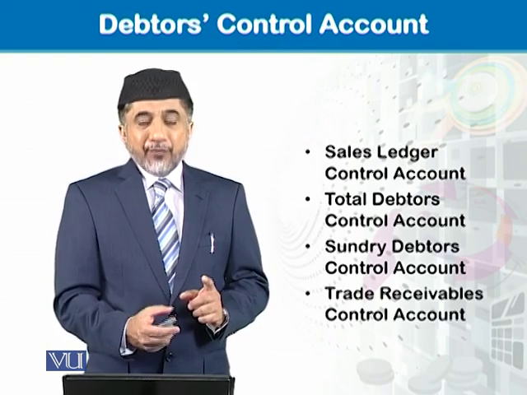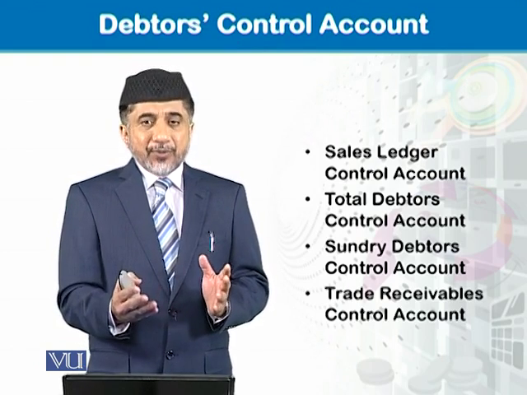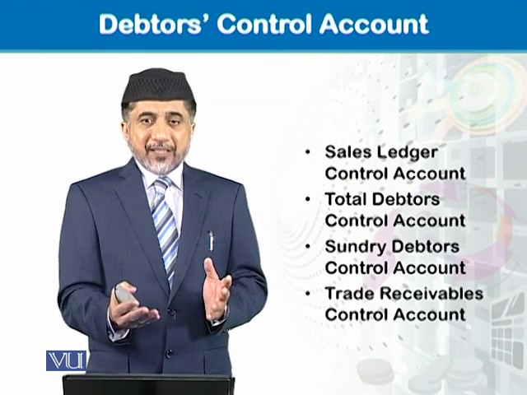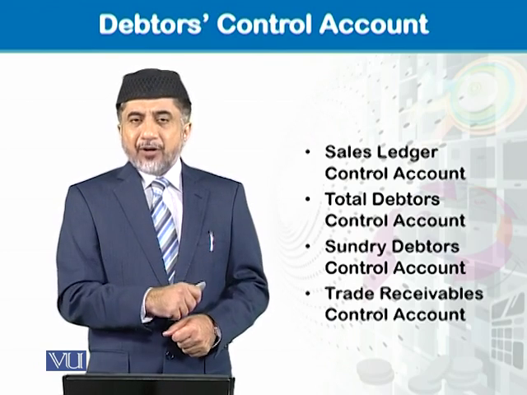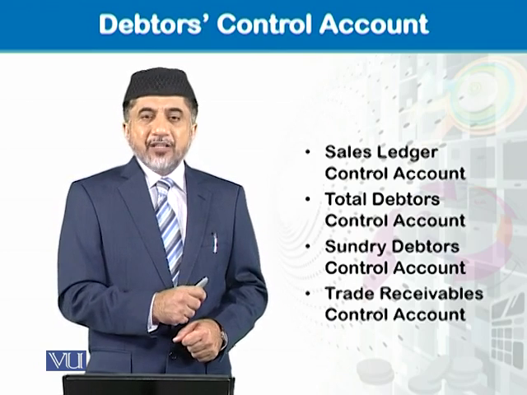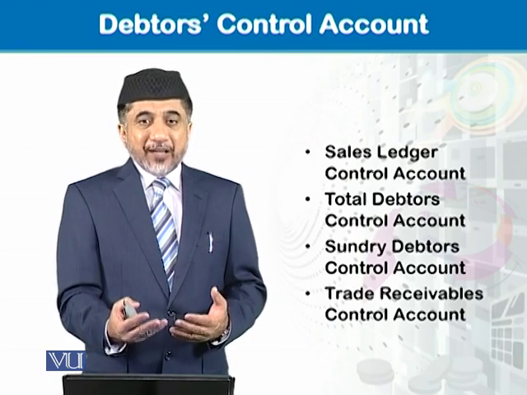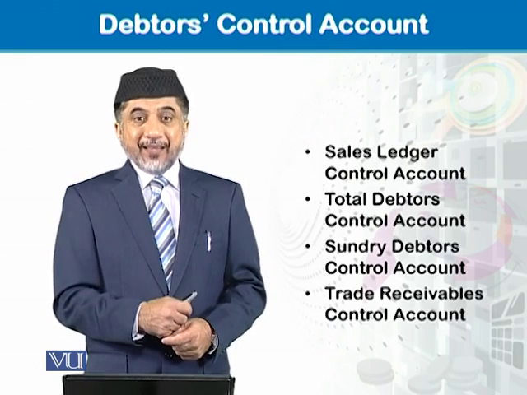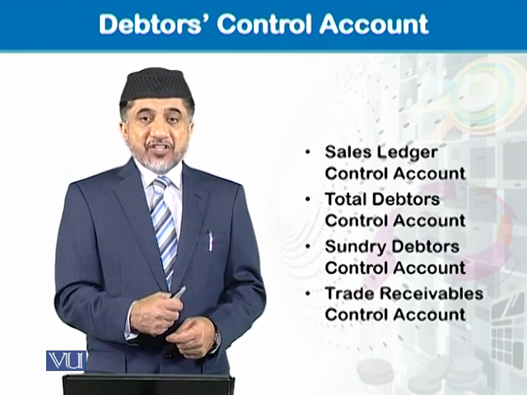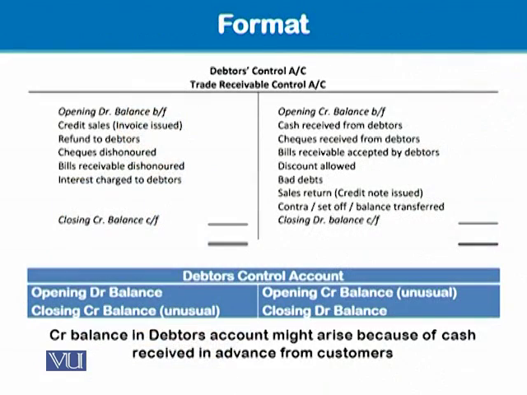Okay? So if these different names are used somewhere, don't get confused. You know that debtors control account is named as sales ledger control account, total debtors control account, sundry debtors control account, and trade receivables control account. We know very well that debtors are in fact the trade receivables. Okay, the receivables which are generated because of having trading. So the format of this debtors control account would be somewhat like this.